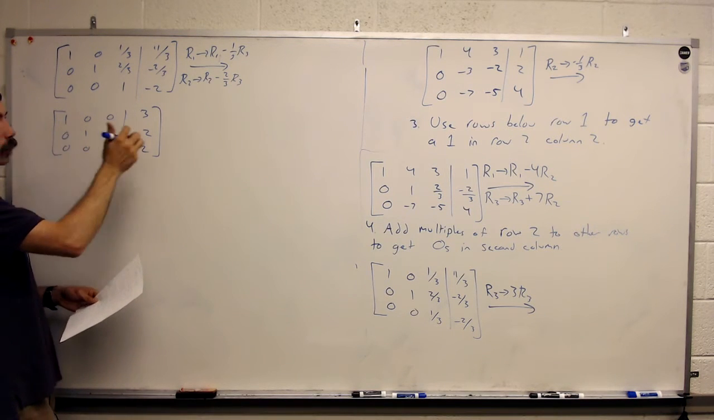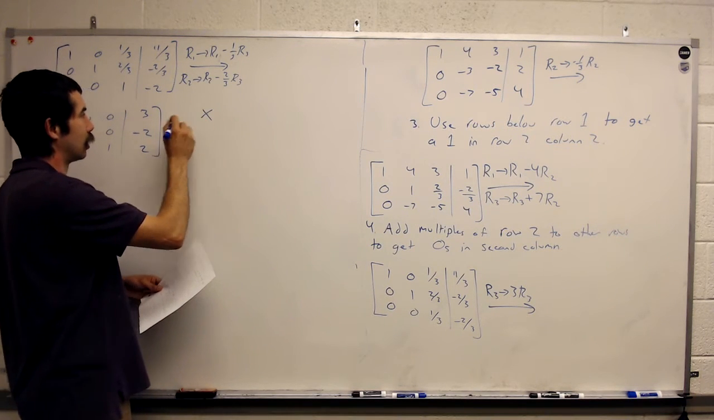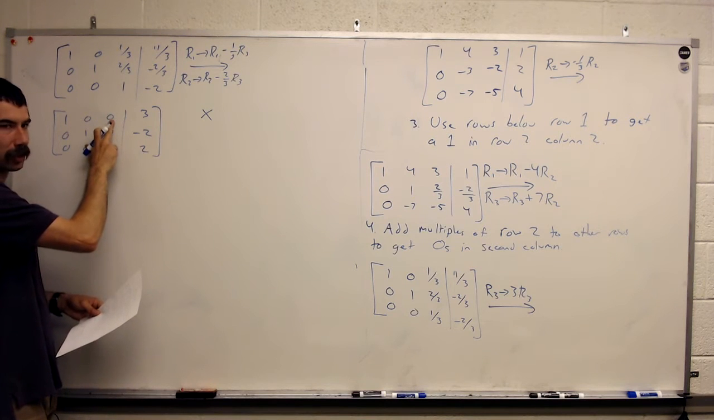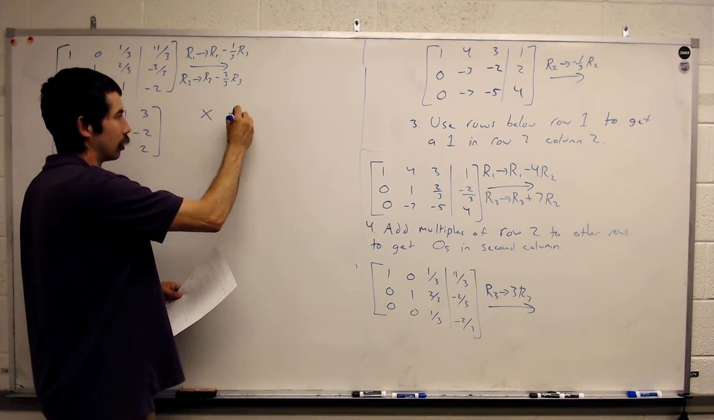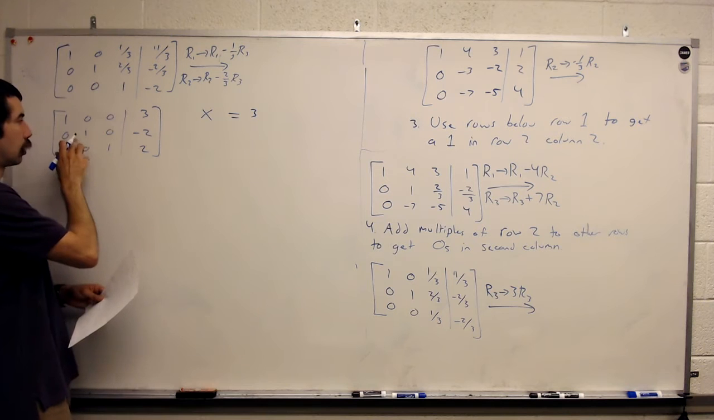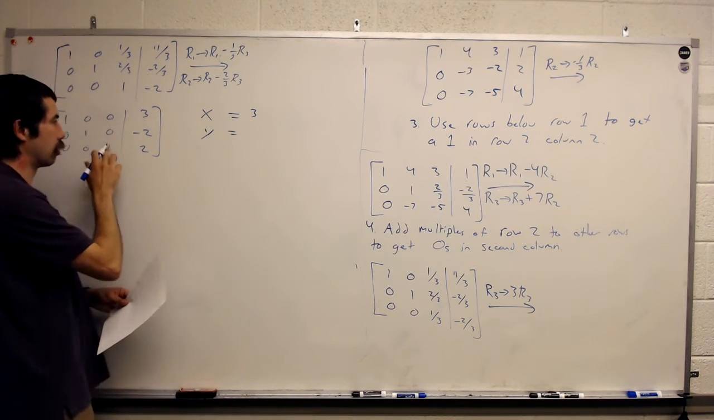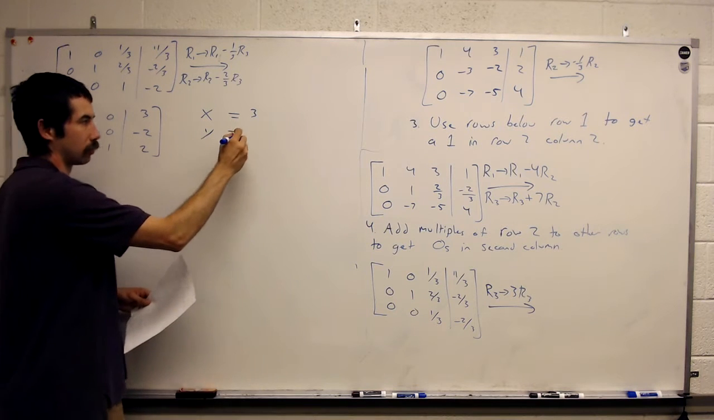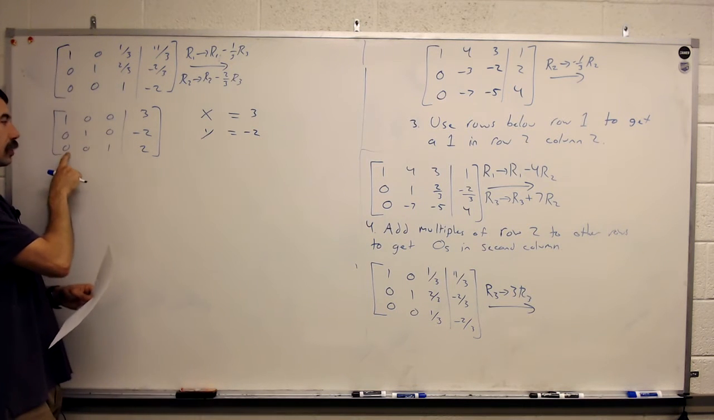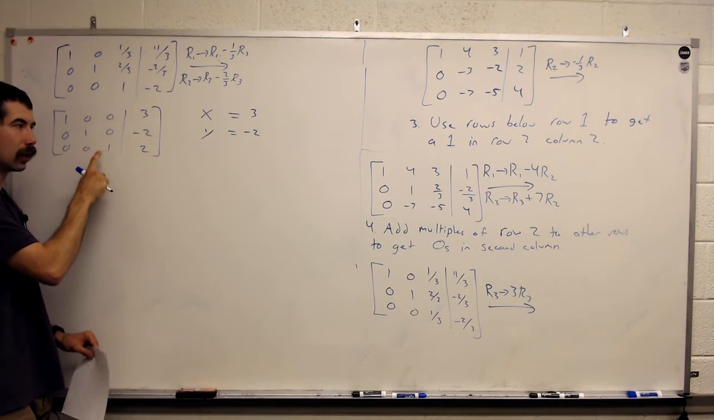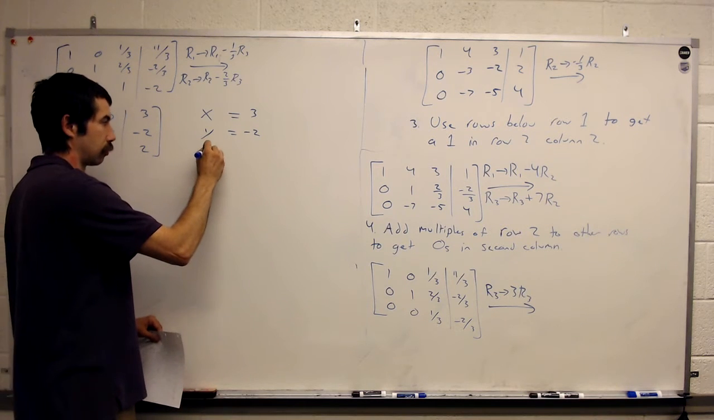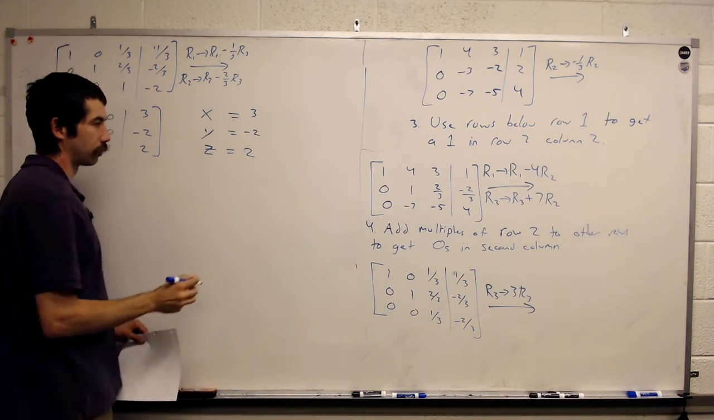This top row corresponds to the equation x plus 0y plus 0z equals 3. 0x plus y plus 0z equals minus 2. And 0x plus 0y plus z is 2.